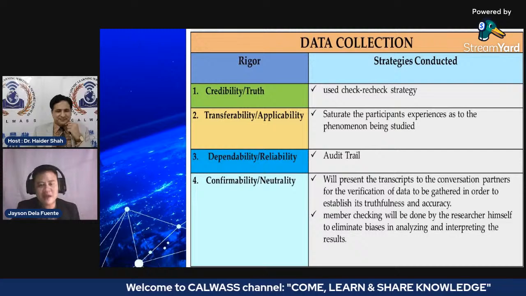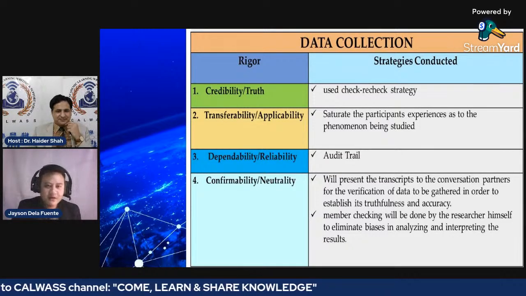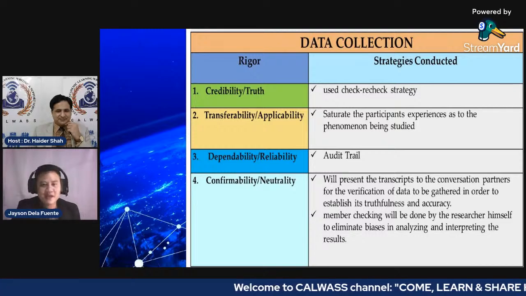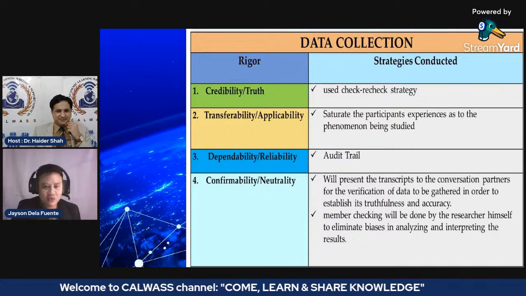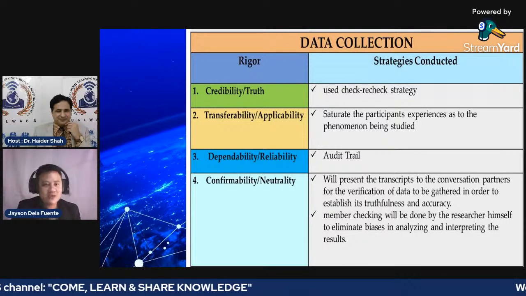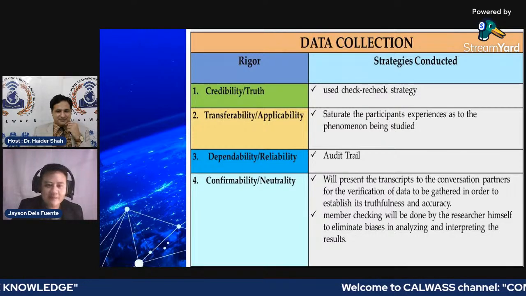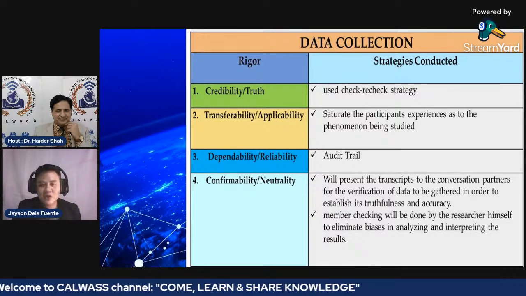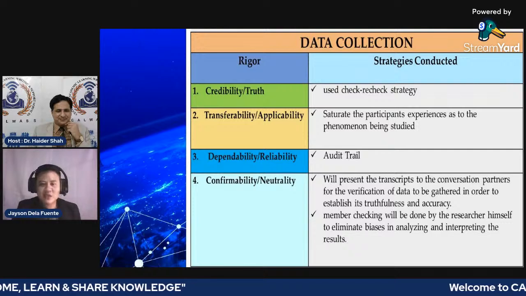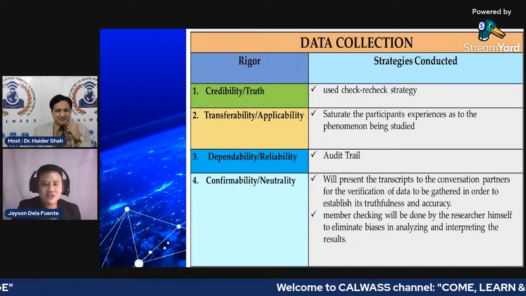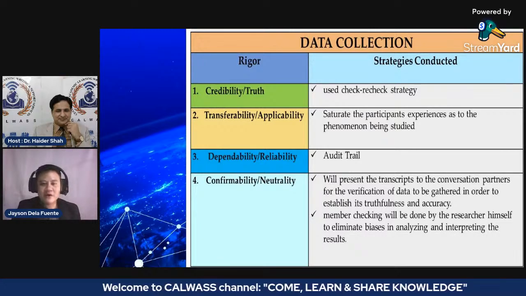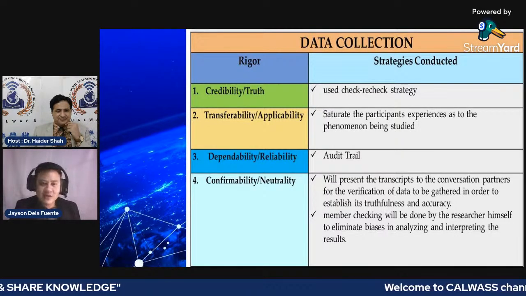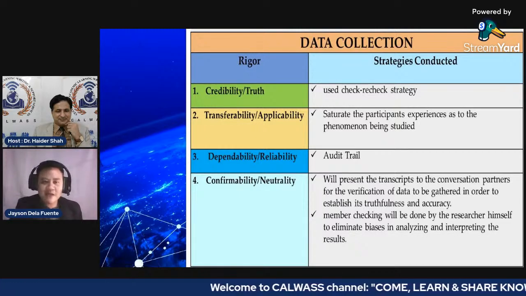But there are also a lot of reliability techniques in qualitative research. Other than audit trail, we do member checking. We return the transcript of our result to our participants, and then they are the ones who will confirm and validate that it is true, meaning it is reliable because they do the checking. Or the last one, we have confirmability and neutrality. You are going to present your data for verification and validation of your participants. This is to establish truthfulness and accuracy. You can use the member checking technique in order for you to have this confirmation of your findings, in order for us qualitative researchers to have confidence that our findings are really valid and reliable.